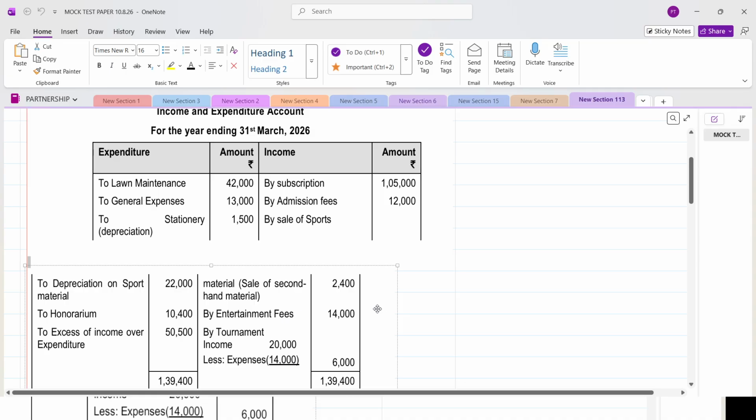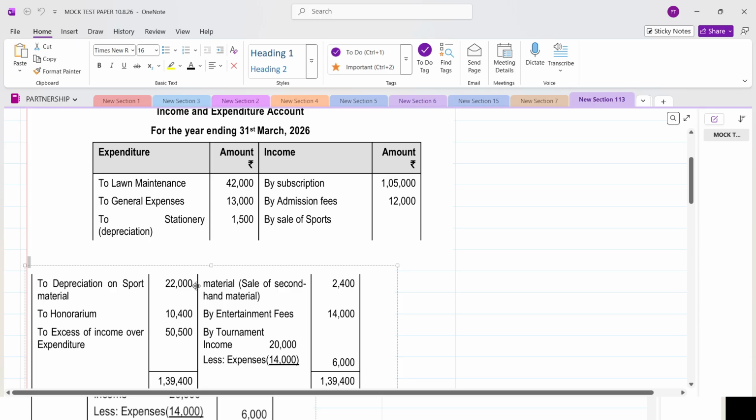In the same way, on this side also, in the receipt and payment account, we are going to write it on the credit side. By lawn maintenance, by general expenses. Here it is depreciation. So just make a point, you have to work out what it is. Depreciation will not appear. Then this is also depreciation. These 2 points only are there.